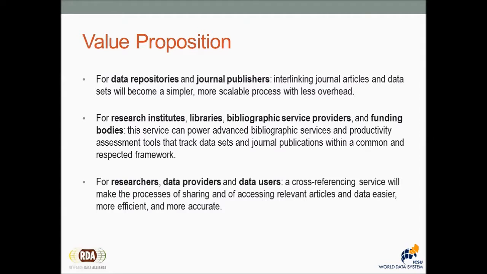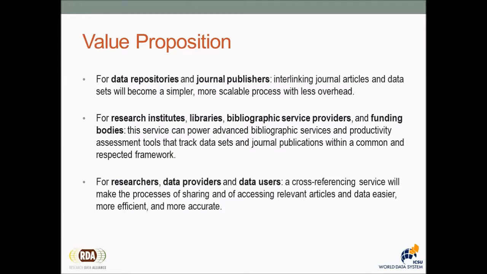For many other people who have an interest in tracking research output and research productivity, this service will help to connect the dots so that it's easier to get a more comprehensive and more complete overview of the research that's been created. And ultimately, for the people on the ground, the end users and the researchers, such an infrastructure will help to make data more visible, to give more impact, and make it better findable and more discoverable.